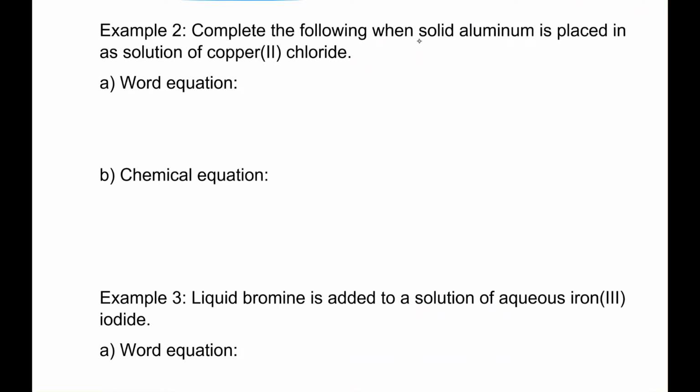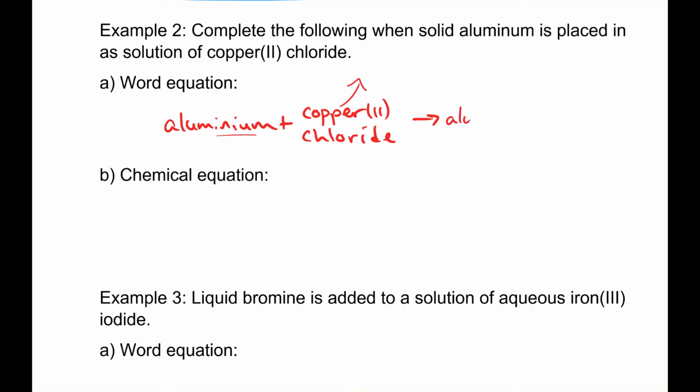Complete the following one. Solid aluminium reacts with copper 2 chloride, and it's going to make, well, the metal's going to kick out the metal, so we're going to get aluminium chloride. And we're going to get copper all by itself. So let's turn this word equation into a chemical equation.